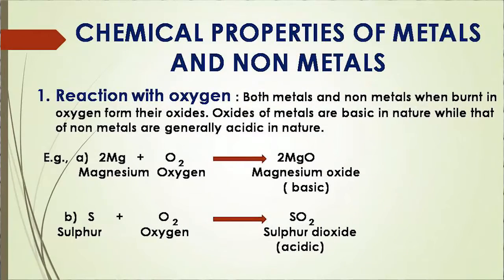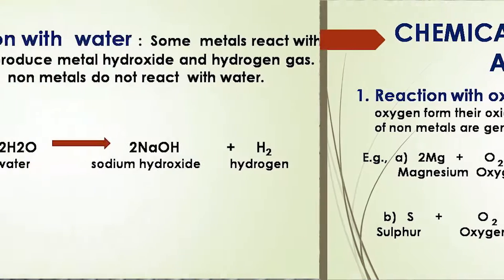Let us know about the chemical properties of metals and non-metals. One is reaction with oxygen. Both metals and non-metals, when burned in oxygen, form their oxides. Oxides of metals are basic in nature, while those of non-metals are generally acidic in nature.